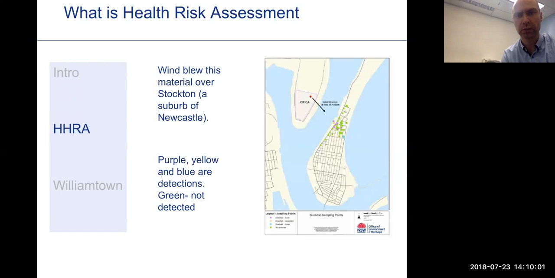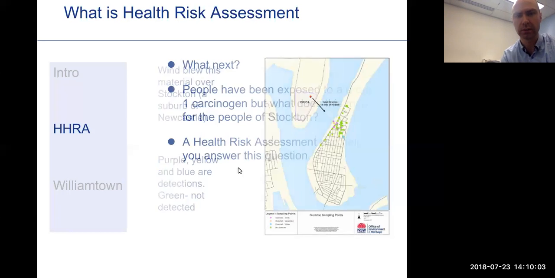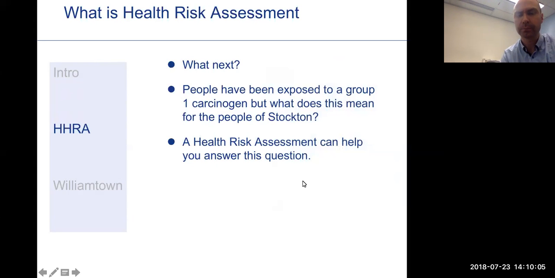Now, next question would be, so what was the concern? So essentially people have been exposed to what we call a group 1 carcinogen, and that means a known human carcinogen. And what that means is that it's a substance that is really clearly associated with cancer. So that understandably raises a lot of concern for people.